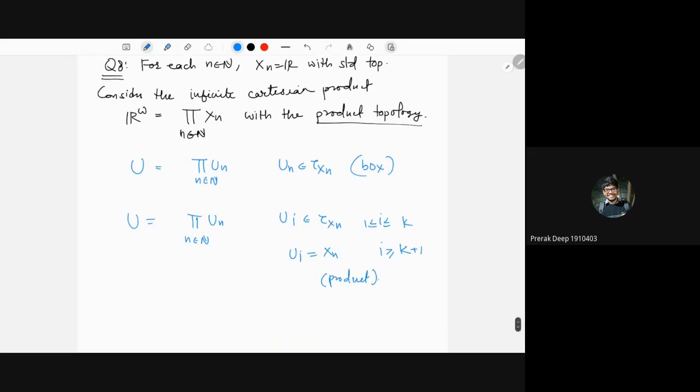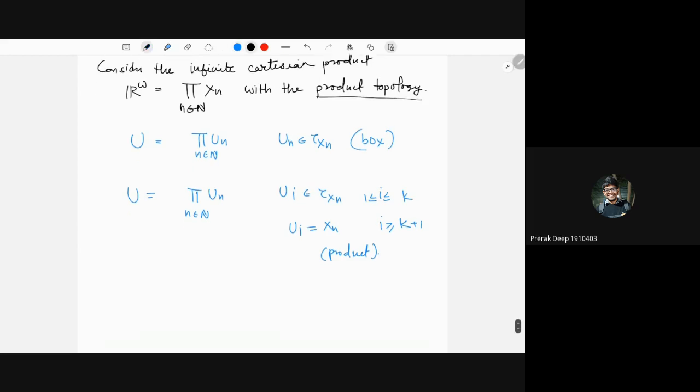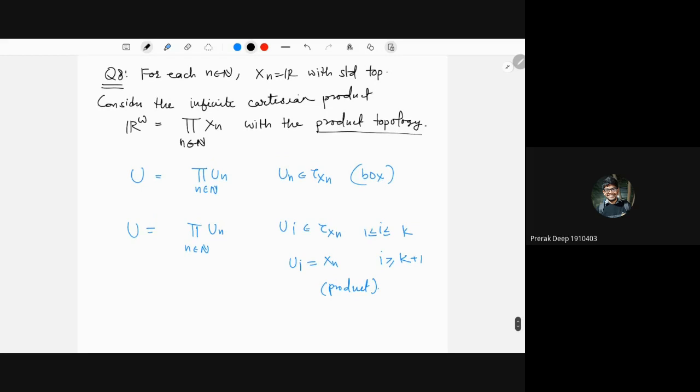Okay, right. So clearly you can see that the box topology is much finer than the product topology. So the product topology is coarser than the box topology. That is the first observation you can make just by looking at this. Now with this, let me give you the options.